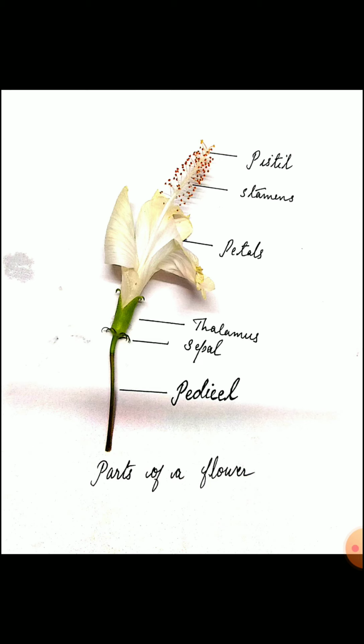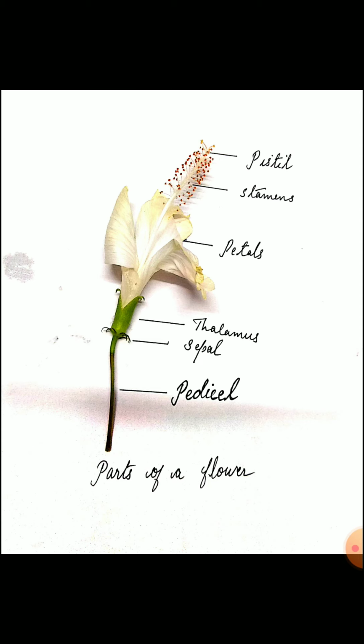The outermost whorl of the flower is called sepal or calyx. It is green in color and protects the flower in the bud stage. They can also make food by the process of photosynthesis because they are green colored. Chlorophyll is present. The brightly colored attractive part of the flower is called petals. Petals are also called corolla. The function of petals is to attract insects for pollination.